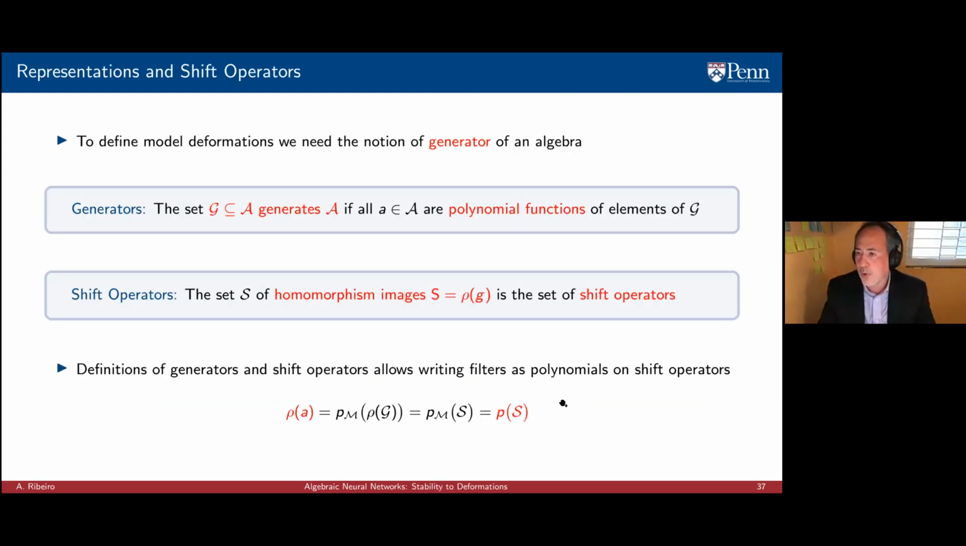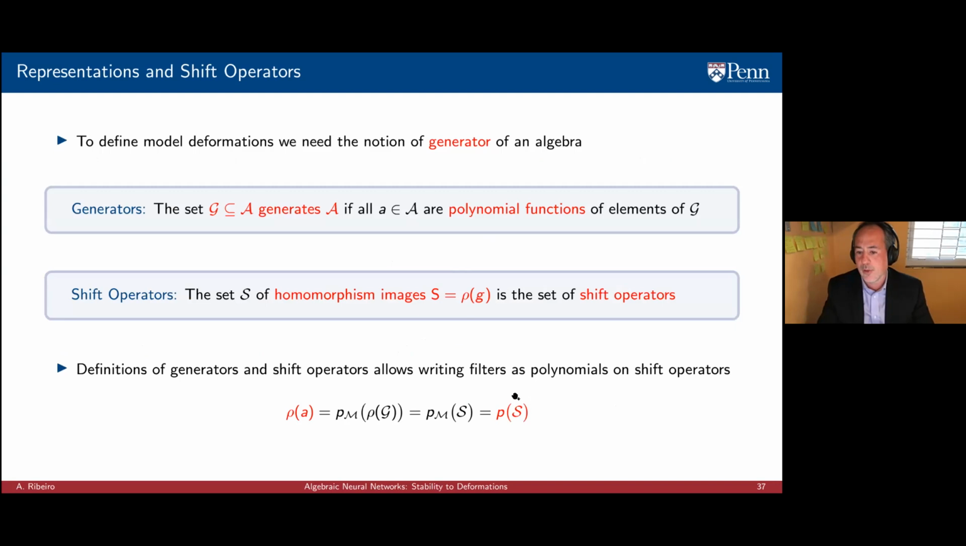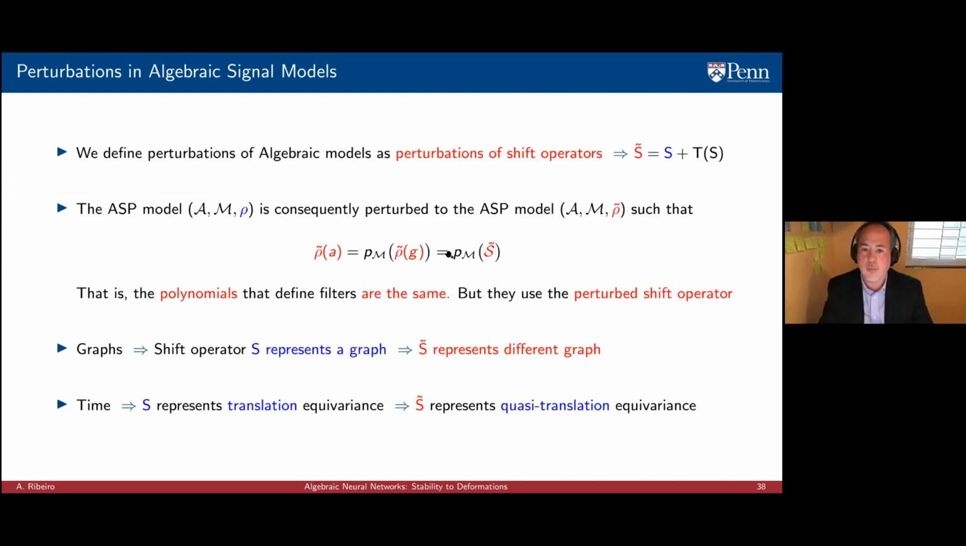Once you construct this, we are going to choose to define perturbations of algebraic models as perturbations of the shift operators, which are given by a certain perturbation function T of S, which I am going to define in a second. When we perturb the shift operator, the algebraic signal processing model is perturbed to one in which the homomorphism is a little different. Because instead of writing polynomials on the shift operators, we write polynomials on the deformed shift operator.